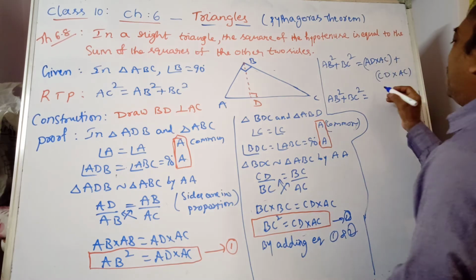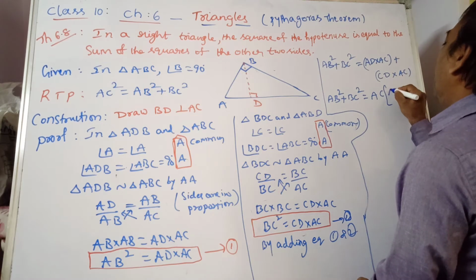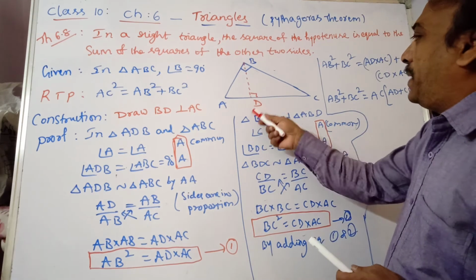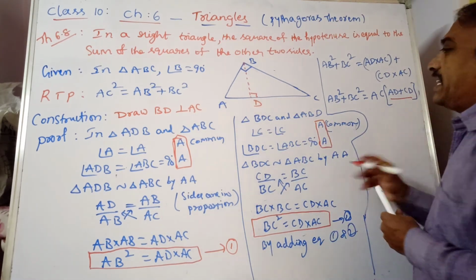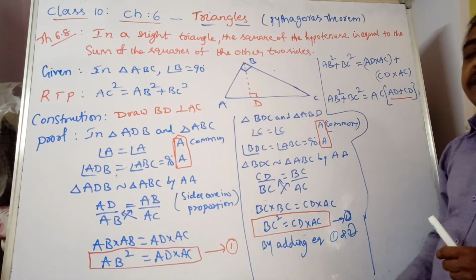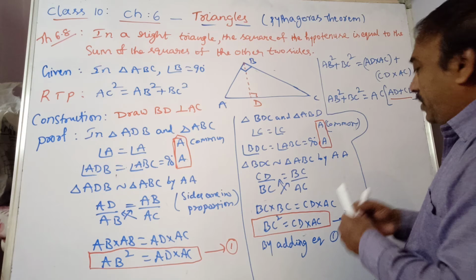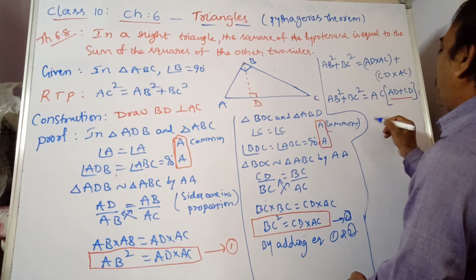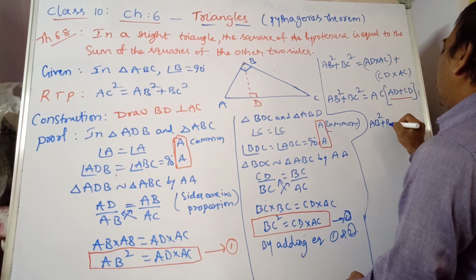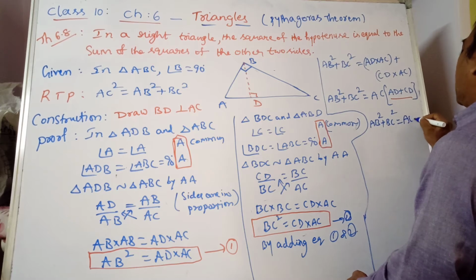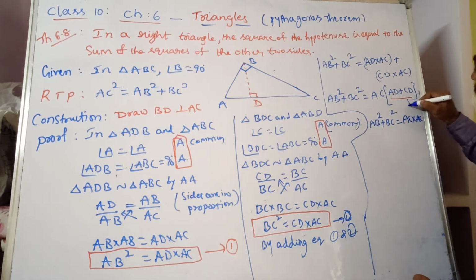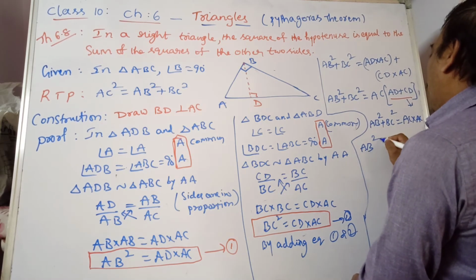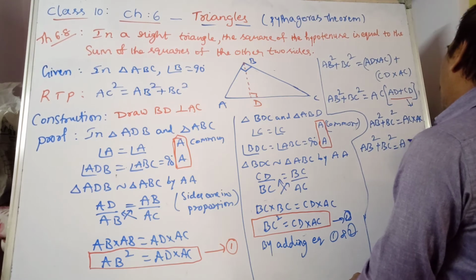In both, AC is common. So if you take AC out common, AD plus CD. Observe in the figure, length of AD plus length of CD you will get AC, correct? So AD plus CD is equal to AC. So AB square plus BC square is equal to AC into AC, as AD plus CD is equal to AC.